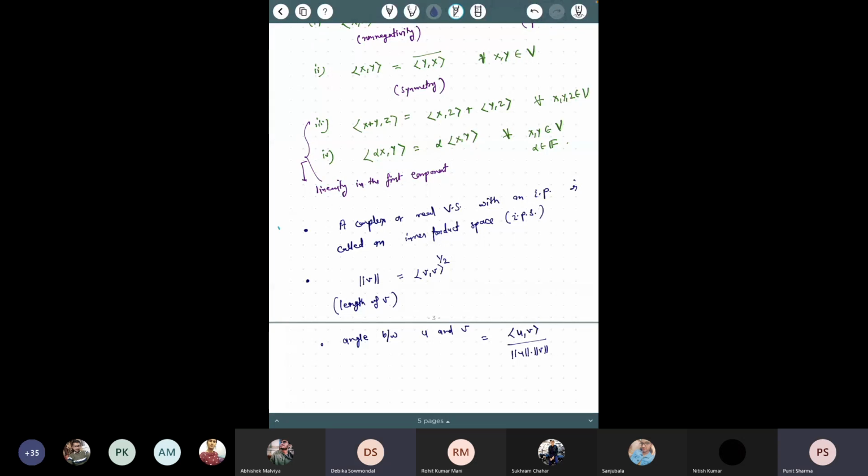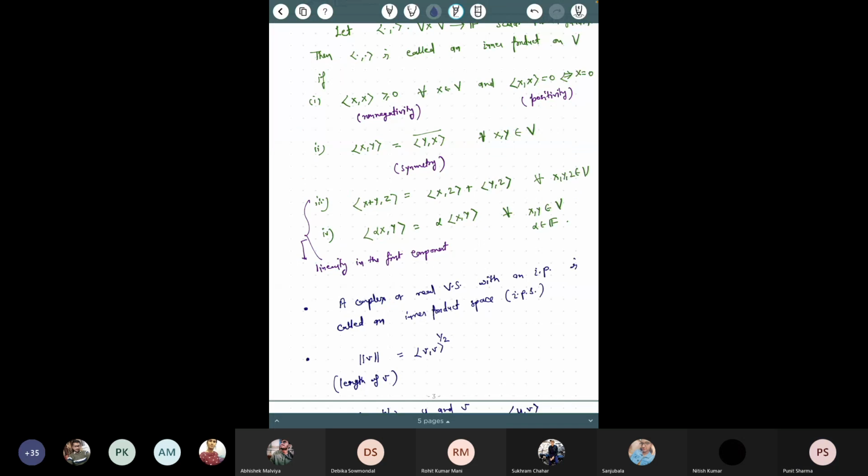So it's like when x is not 0, then it is always positive, and it is 0 if this dot product is 0, if and only if x is 0. So if x is not 0, then this is always positive. This scalar is always greater than 0. Okay, sir.